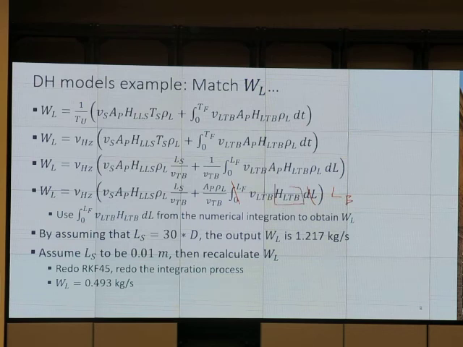H_LTB is constant, and use relationship with X or something. So this term is known. This term is known. This is known. This is known. Known. Cross relationship, 30 diameter, cross relationship. A_P is known, that is known, that is known.